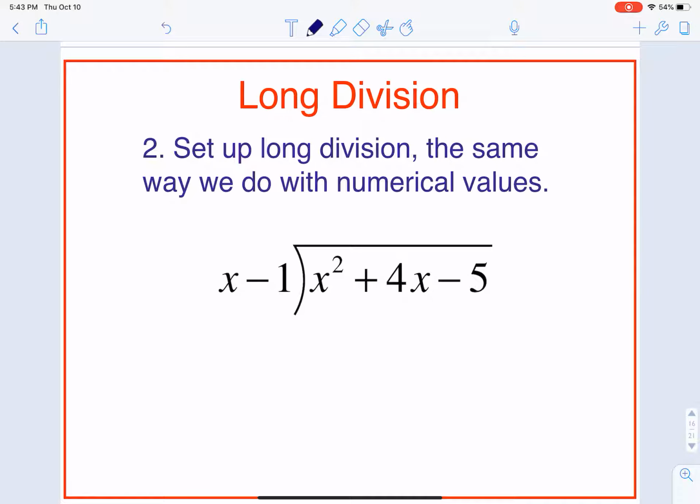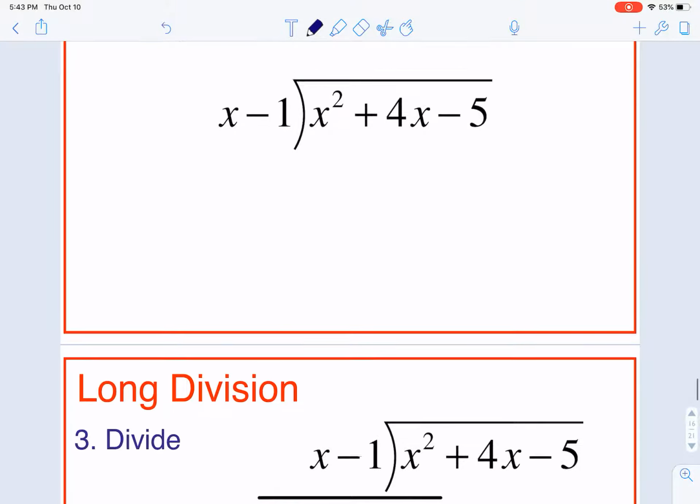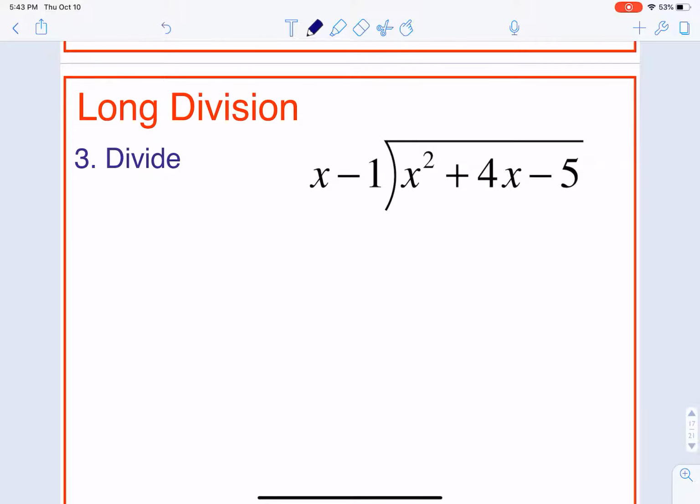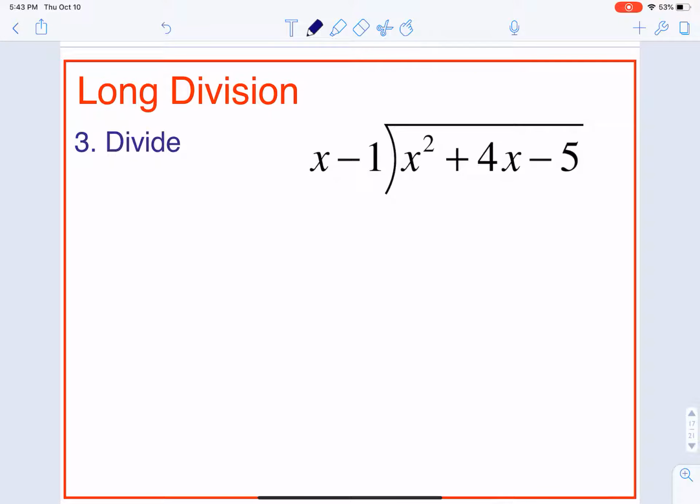So the next thing that I need to do is set up my long division, the same exact way that we do it with numerical values. So I have my x minus 1 on the outside over here, so I have my divisor, and then x squared plus 4x minus 5 is my dividend. And then I can go ahead and divide. And I'll do this just like I do this with my values. So x minus 1 into x squared plus 4x minus 5.